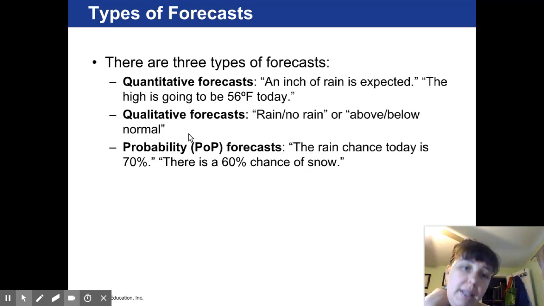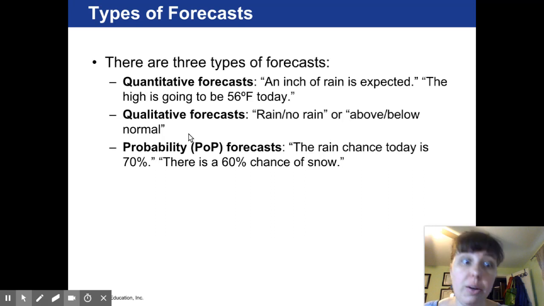And then there's probability forecasting. This is where I will put in a percentage. So instead of just saying there is no chance of rain or there is a chance of rain, I will give you a percentage and say like 90% chance of rain. So these are all different ways that I can predict what's about to happen, and they basically fall into these three categories.